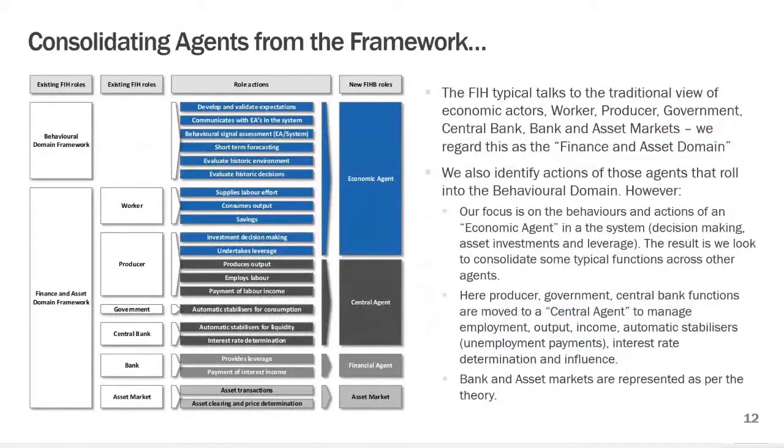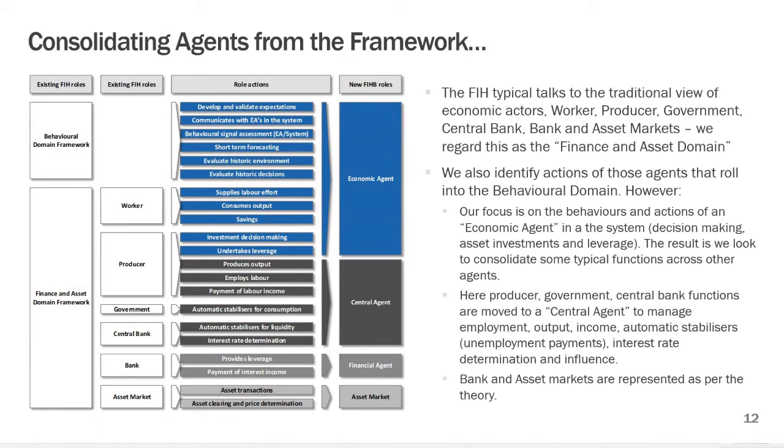Now, in the theory, typically in economic theory, we always have a worker, a producer, a government, a central bank, and a market. Now, I've taken a little bit more of an unorthodox approach, and since I can't solve for everything, going back to Simon's comment about what are we exploring and what do we want to achieve, I've aggregated some of the roles, and this is where I start to develop agents in the system which have a bit more unique properties. So the economic agent, which I've claimed, does a whole bunch of things.